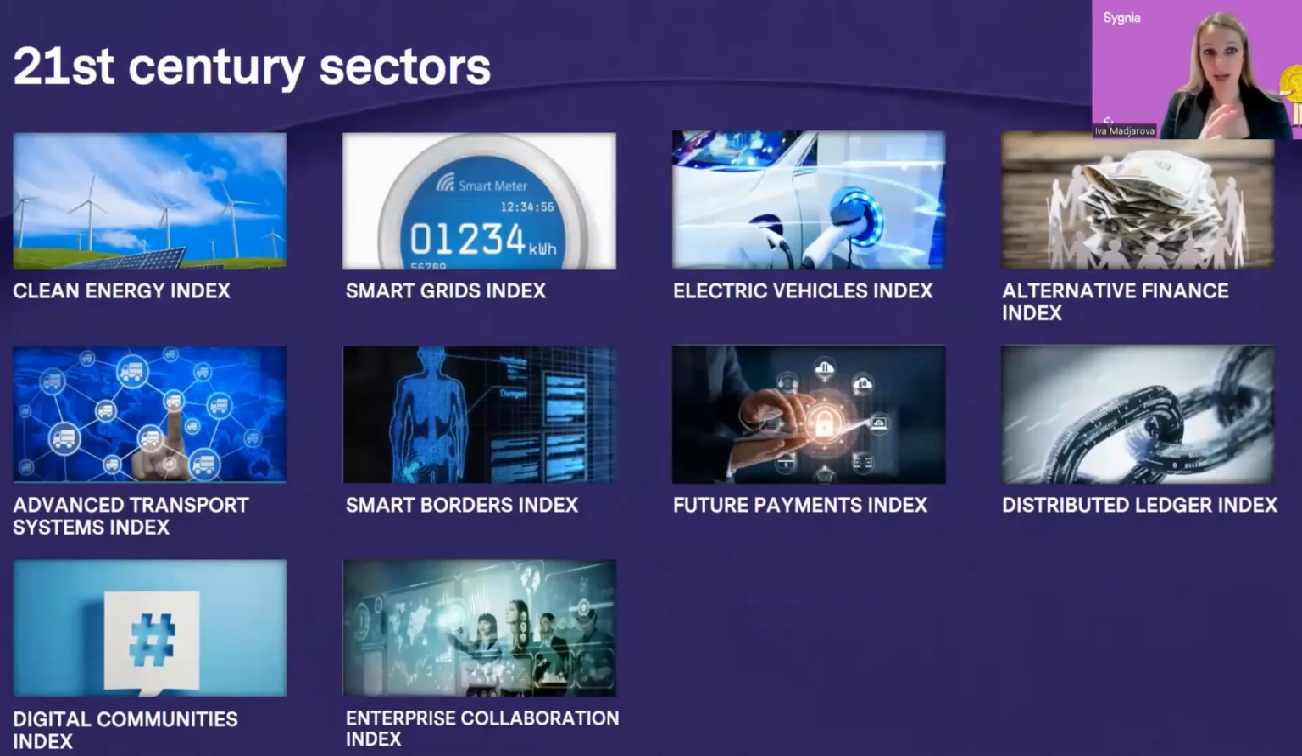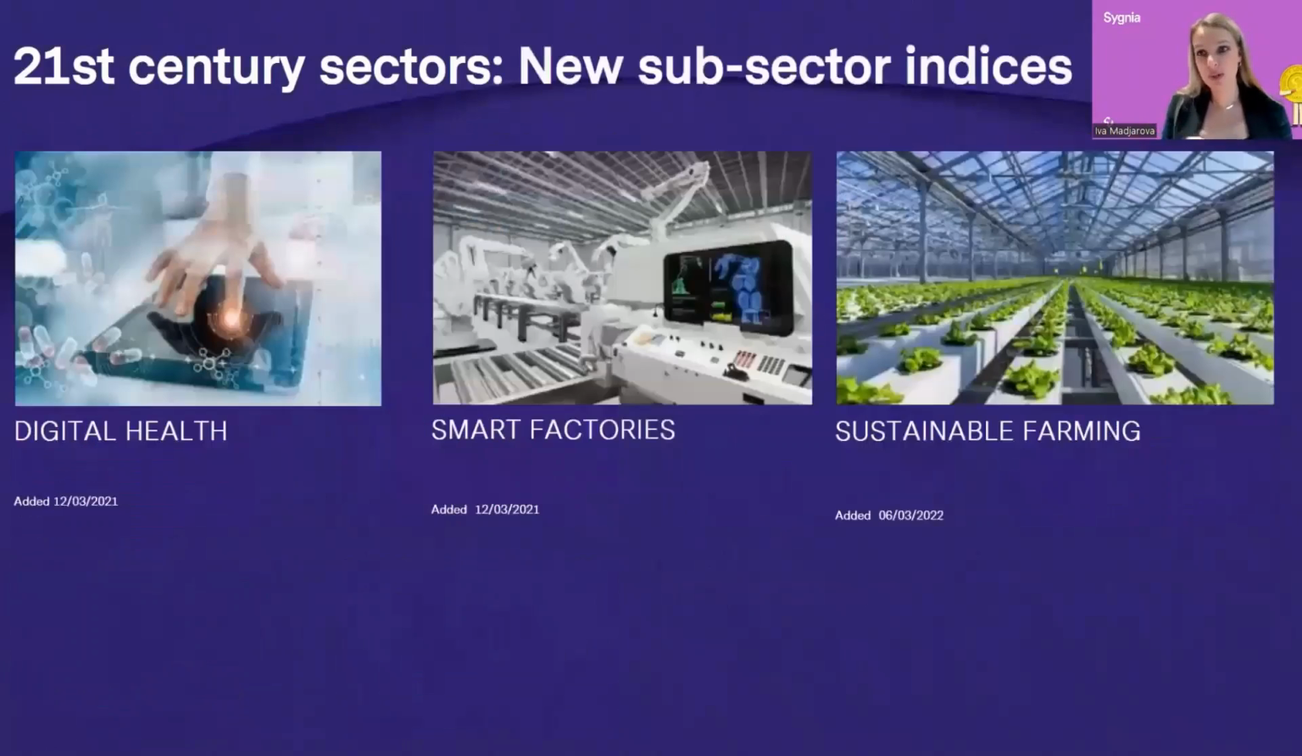And this list of subsectors is not set in stone. As the world around us changes, and there's more and more new technologies that are driving the fourth industrial revolution, there can be new subsectors that are added from time to time. And 3 new subsectors have been added. 2 of these were added in 2021. And 1 is being added now, eligible for addition from the first quarter of 2022, so it will be added in the next rebalance. And these subsectors are digital health, smart factories, and sustainable farming.